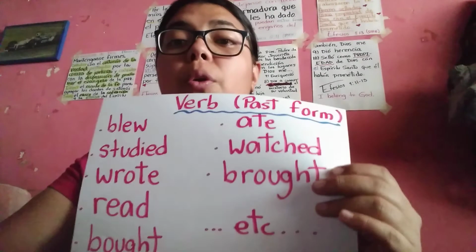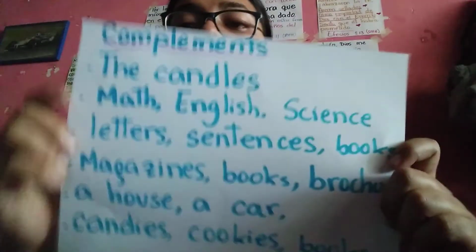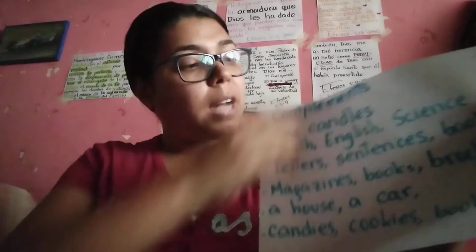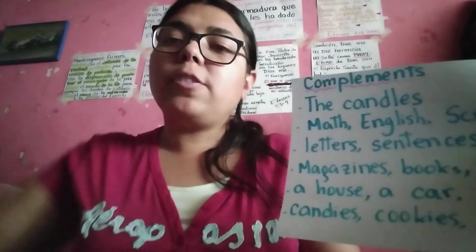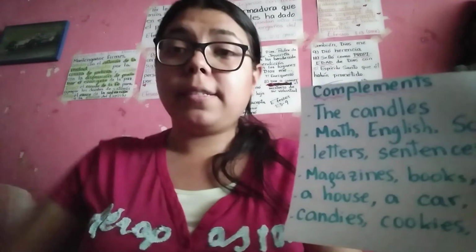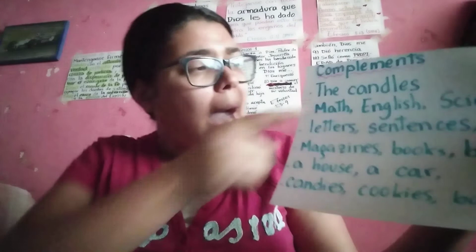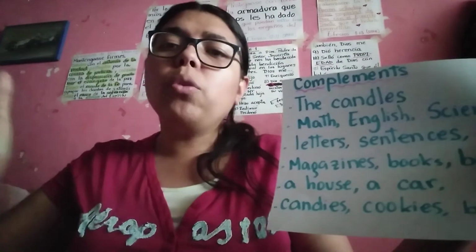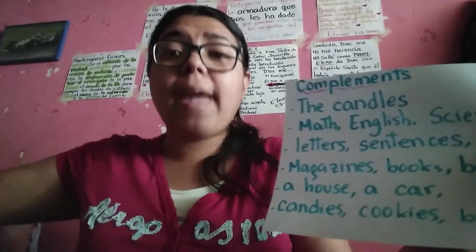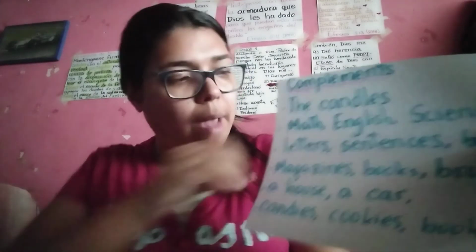Step number 2, my verb. What comes next is my complement. Here, I have my complements. These complements give sense to my verbs. For instance, number 1 says blew. What can I blow? I blow candles. So I can say, I blew candles on my birthday yesterday, right?